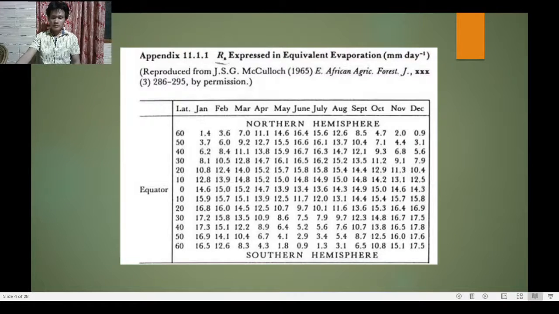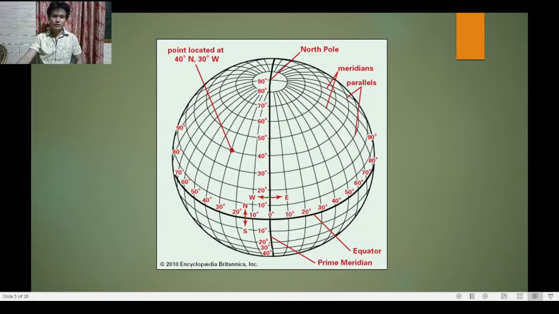So this is a table that can be used to determine the R sub A, which uses the latitude on the northern and southern hemisphere with their corresponding values in different months. So the lines in the west to east directions are latitudes, or east to west. And if you're wondering, north to south is the altitude.